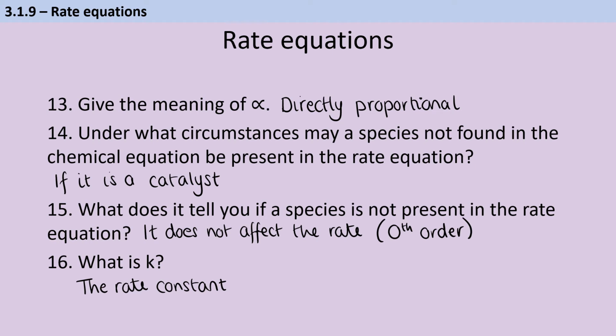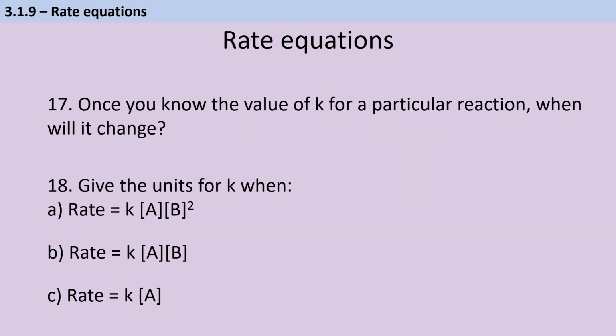K is the rate constant, so this is the number that allows us to actually give a numerical value for how fast is the rate of that reaction compared to the concentrations of the reactants in it. Once you know the value of K for a particular reaction, it's only going to change in response to a change in temperature. K has lots of different units, and to work out the units, we need to basically do a balancing act looking at the units for rate, which are going to be moles per decimeter cubed per second, and the units for the different concentrations, which are all moles per decimeter cubed, and basically working out what K needs to be in order to make the two sides of our equation balance.